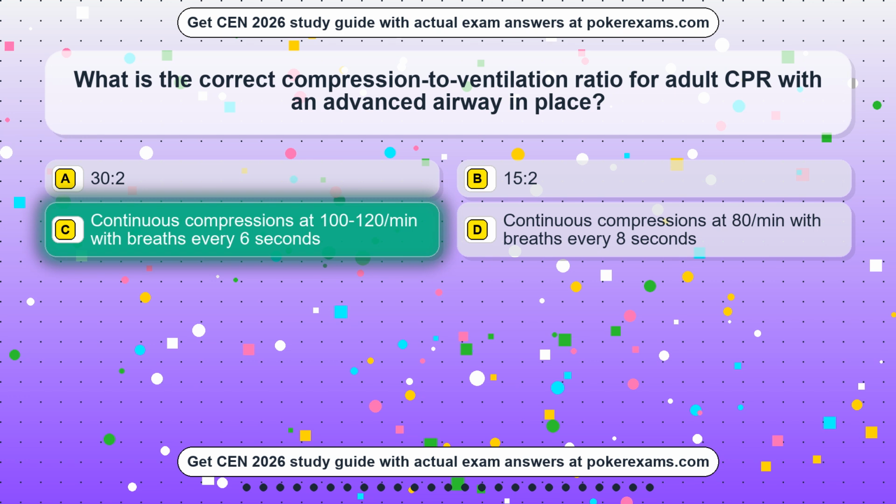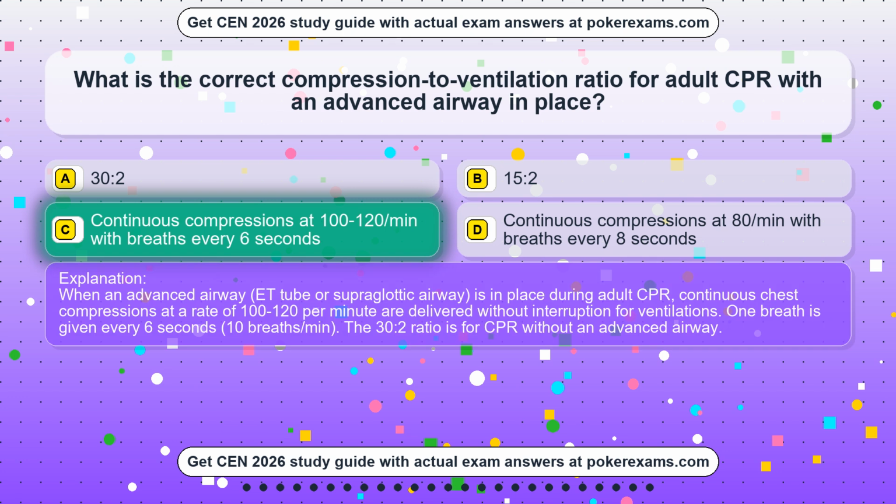Continuous compressions at 100-120 per minute with breaths every 6 seconds. When an advanced airway, ET tube or supraglottic airway, is in place during adult CPR, continuous chest compressions at a rate of 100 to 120 per minute are delivered without interruption for ventilations. One breath is given every 6 seconds, 10 breaths per minute. The 30:2 ratio is for CPR without an advanced airway.